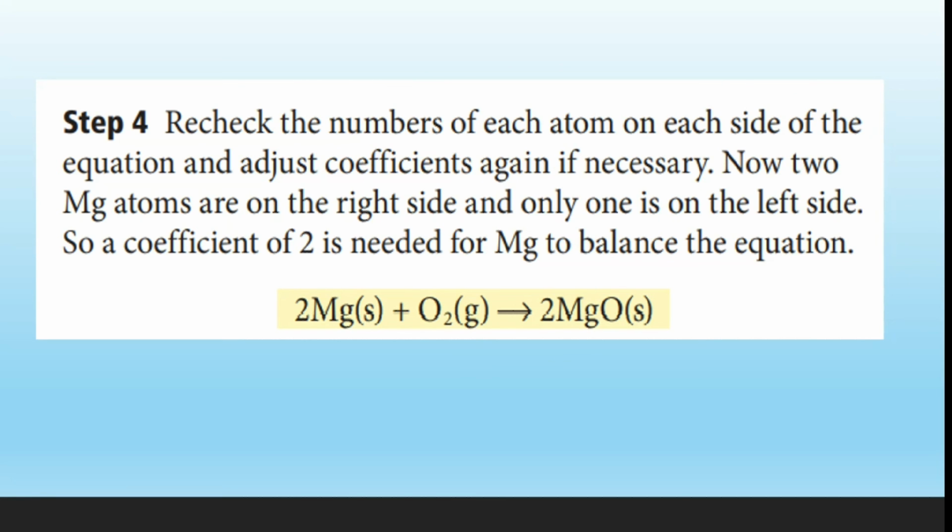Now two magnesium atoms are on the right side and only one is on the left side. So a coefficient of 2 is needed for magnesium to balance the equation. I add here the coefficient 2. Now let's check how much we have of each element. 2 magnesiums here, 2 magnesiums, 2 oxygens, and 2 oxygens. So I can say that my equation is balanced.